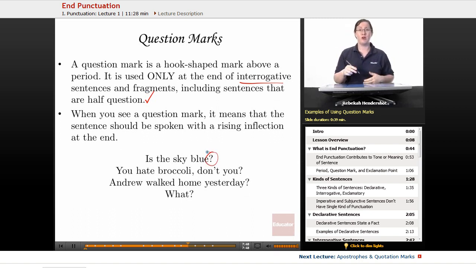There's that little hook-shaped mark, and it's an interrogative sentence. I'm not sure of the answer, so I'm asking you, is the sky blue? You hate broccoli, don't you? Now, this is a sentence that's half question. You hate broccoli is a declarative statement. Don't you? Question. It ends with a question, so you end with a question mark.